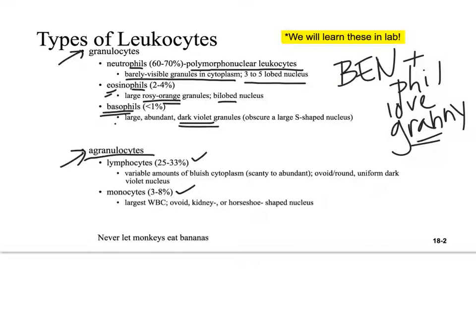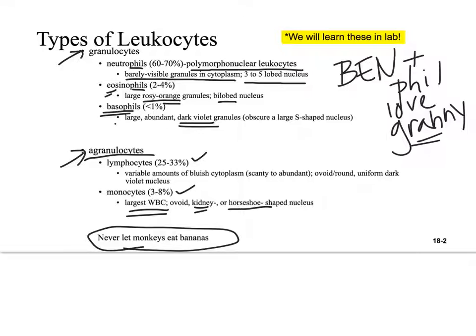Lymphocytes are about the same size as a red blood cell. The nucleus almost fills them up, so they're kind of easy to tell. And then monocytes are huge. Monocytes are the biggest one, and they usually have a horseshoe-shaped or kidney-shaped nucleus. Now we give you this trick: never let monkeys eat bananas, to remember the order of prevalence.